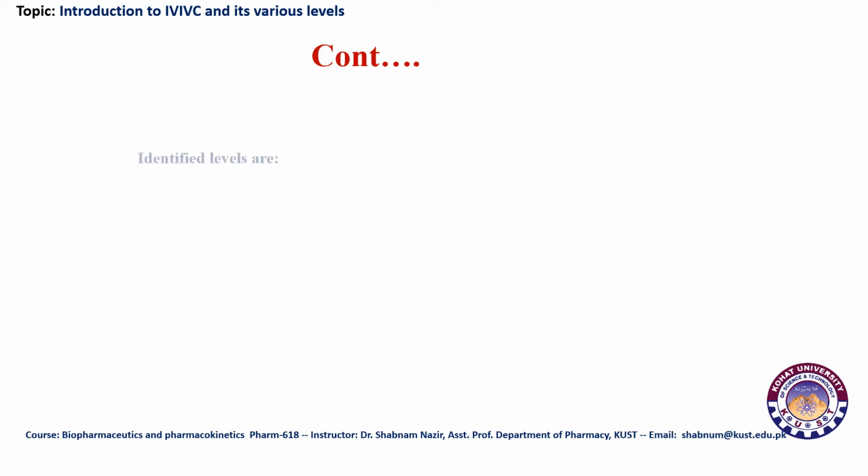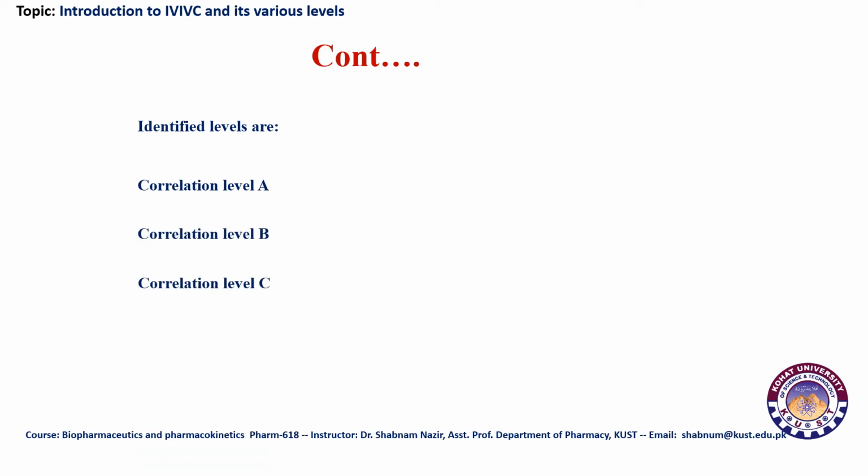Various identified levels are classified as correlation level A, B, C, multiple correlation level C, and correlation level D. So these are the 4 or the 5 various levels which could be identified based on the level of the correlation or the capacity of that correlation, reflecting the correlation between in vitro dissolution profiles and the in vivo drug concentration time profiles.